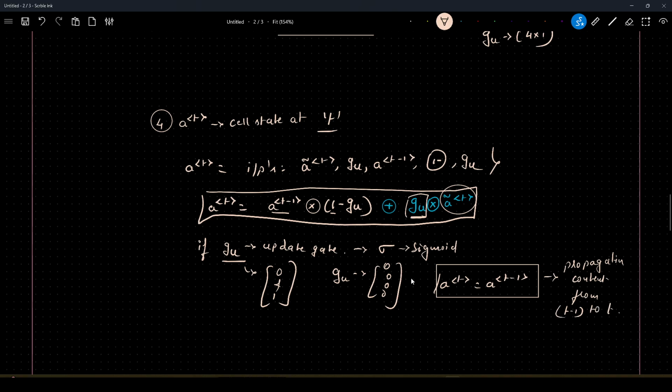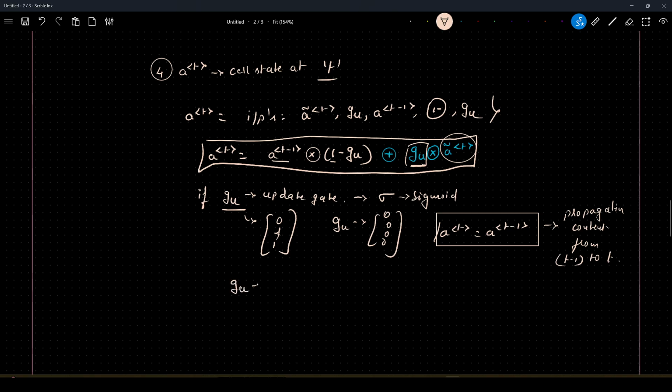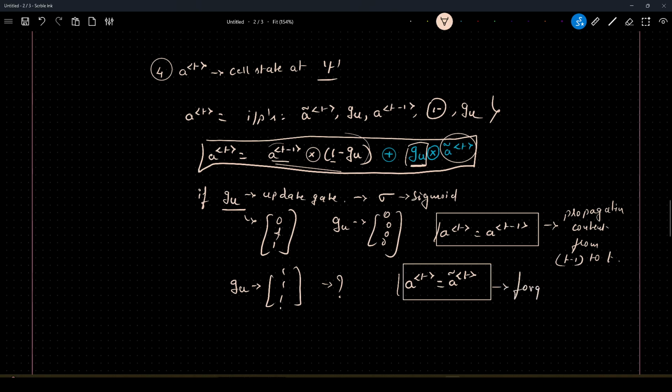Okay. So what if all the values in GU are 1? It's a vector of all ones. So what happens in this case? A T minus 1 into 1 minus 1, that is 0. So A T minus 1 will be turned to 0. Since GU is all 1, we are doing AT is equal to A bar T. So in this case, we are forgetting everything from A T minus 1. Correct? Hope you are getting it.